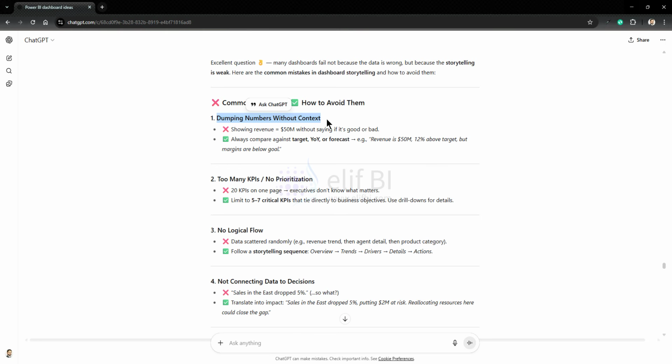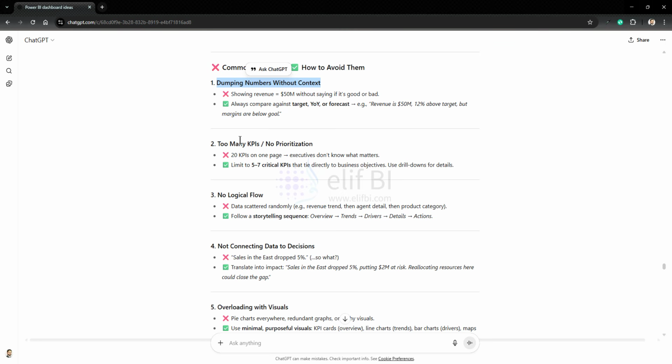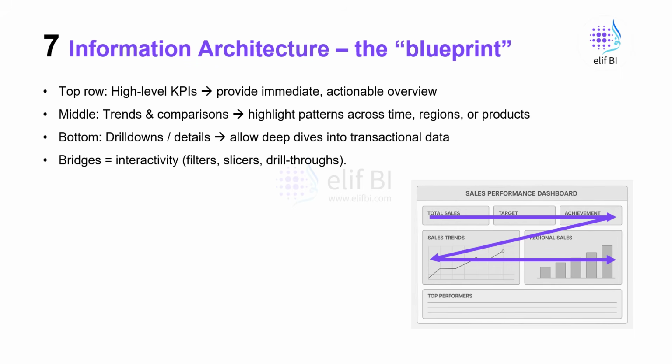So sometimes we are building dashboards, just putting the numbers and the visuals on the screen, but they do not have any kind of context or business importance. So here are a few mistakes that can be avoided while we are building the dashboard. The 7th one is the information architecture. We are not at the dashboard layout yet, but now we are slowly getting into it.